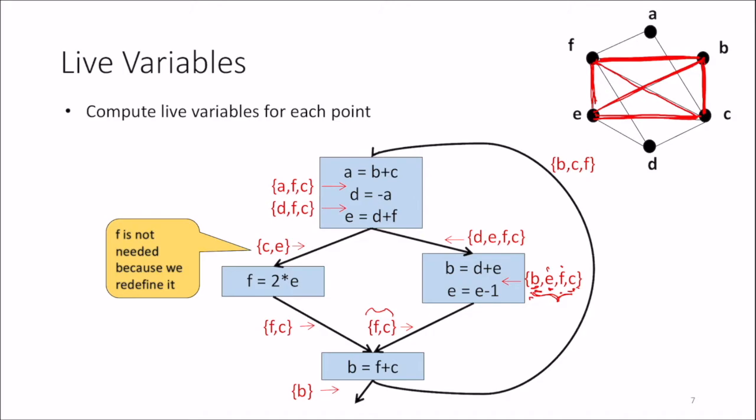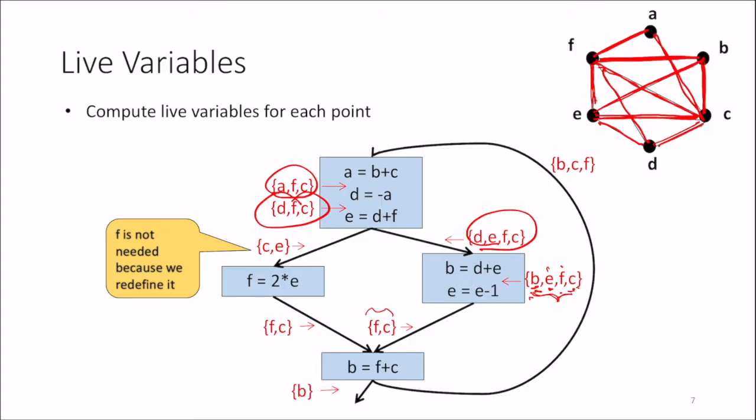Now if you look at each one of these, like A, F, and C: A and F, and F and C are together, A and C are together, right? And so on. So every single one of these can be represented in a graph, and the graph consists of these edges. These edges represent the dependencies that we've computed doing this live variable analysis.